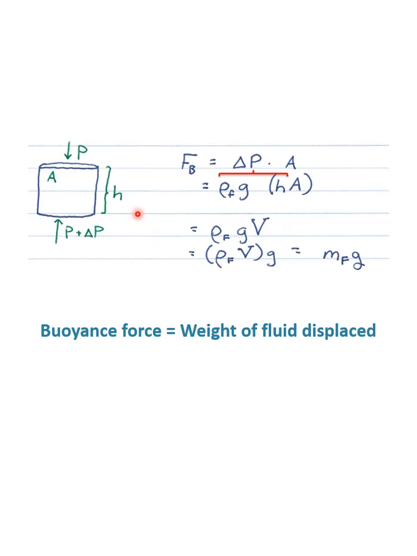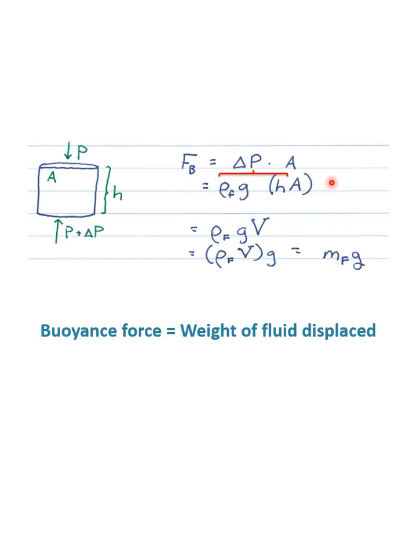Let's take our object here, similar to how I showed in the previous video. We have pressure pointing down. We have the pressure plus some additional pressure. That additional pressure is caused by being deeper down in the fluid. We've got the cross-sectional area of my cylinder, we'll call that A, and the height H. And the height is not only the height of the object, but it also refers to the distance between the top and the bottom. The buoyancy force is equal to the difference in the pressures, that delta P, times the cross-sectional area.